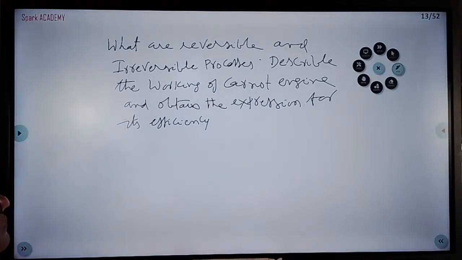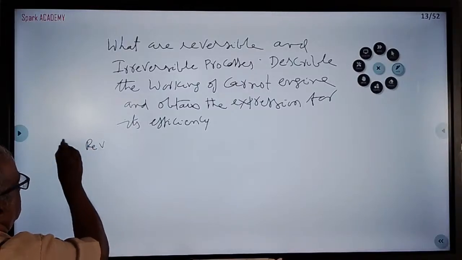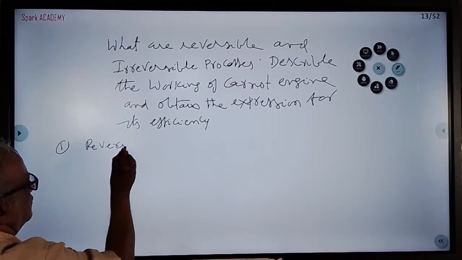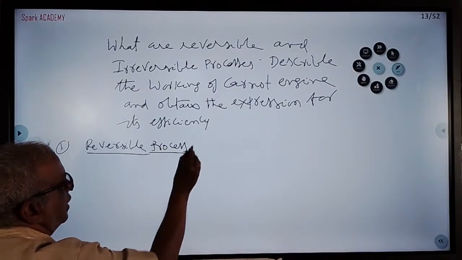What are reversible and irreversible processes? Describe the working of Carnot engine and obtain the expression for efficiency. Carnot engine is the ideal heat engine in which you will get more than 90% or 95% efficiency. Carnot engine is a cyclic process actually. First I am writing the definition. What is a reversible process? For this 1 mark will be there. Reversible process, I am telling, ice to water, water to ice.